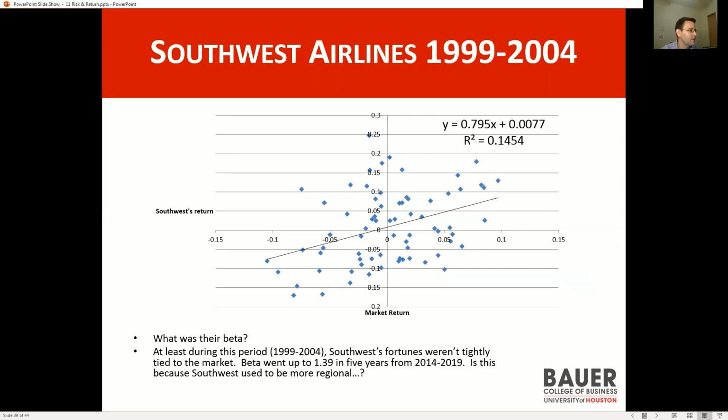Okay. So for an example, when I estimated the beta for Southwest, I was using 2014 to 2019, and we got a beta of about 1.4. If you were to do that same exercise from 1999 to 2004, you'd get a beta of only 0.8. Okay, so now obviously Southwest has grown a lot over time, and so that's probably part of it. They've expanded now. They're not just a regional player.